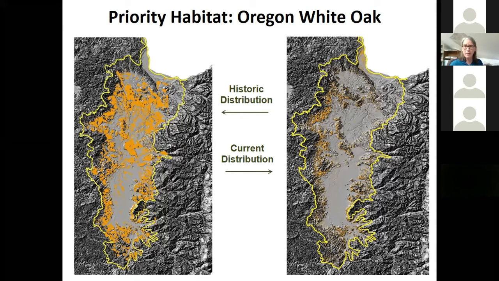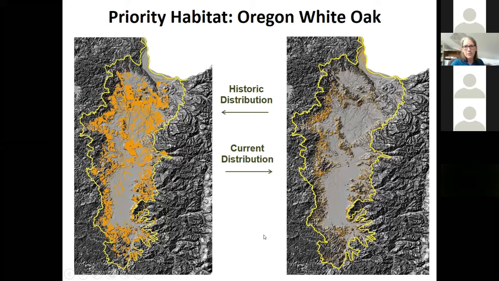Now it depends on where you are, but this on the left was the historic, meaning the pre-European settlement. All this yellow, orange is where Oregon white oak used to occur. And in comparison, the image on the right side is remnant.